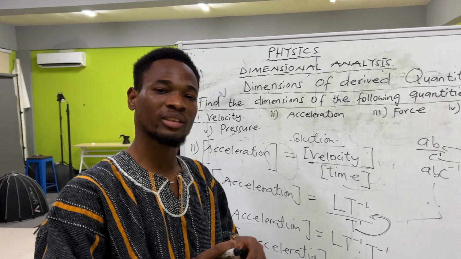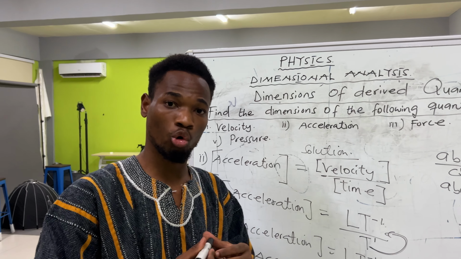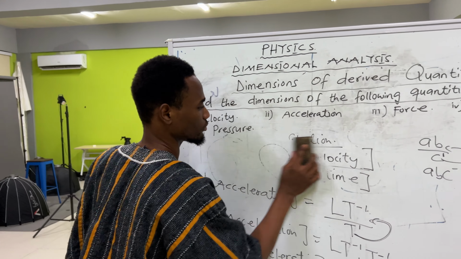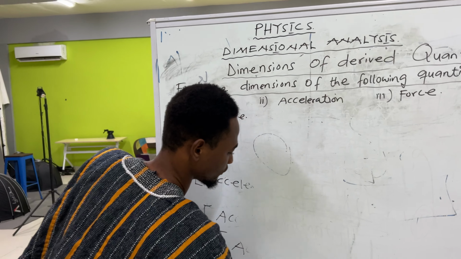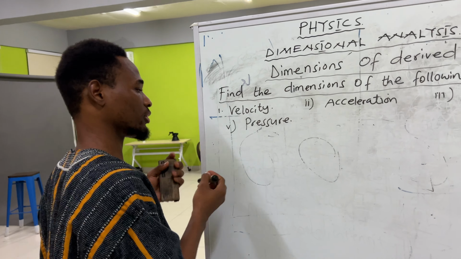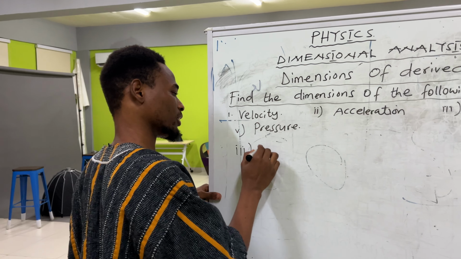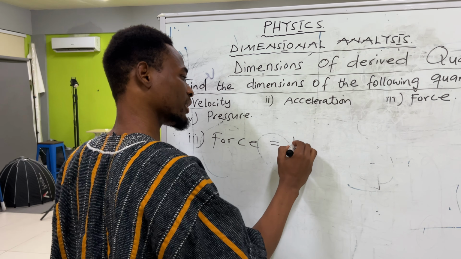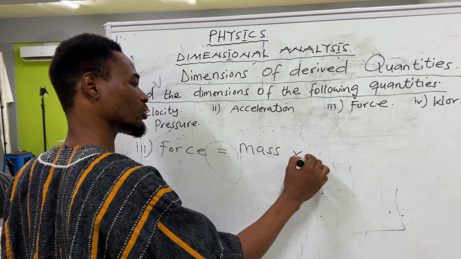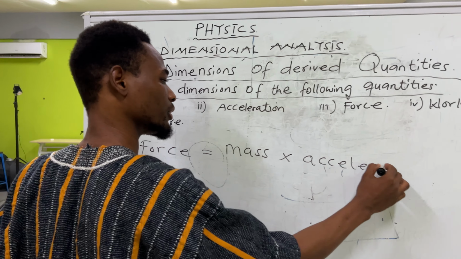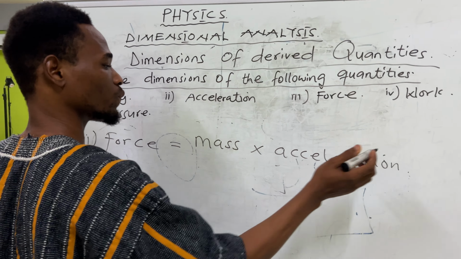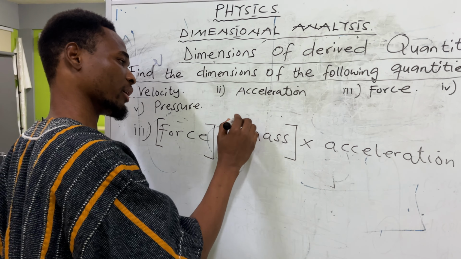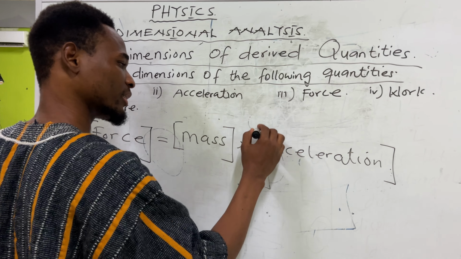Okay. Let's consider the third part: force. So force mathematically can be expressed as force is what? Force is mass times acceleration. Are you okay? So I'll put each of these in square brackets.